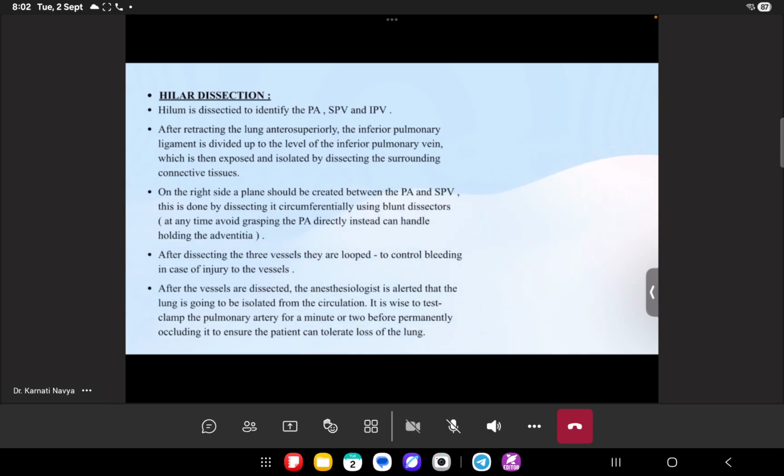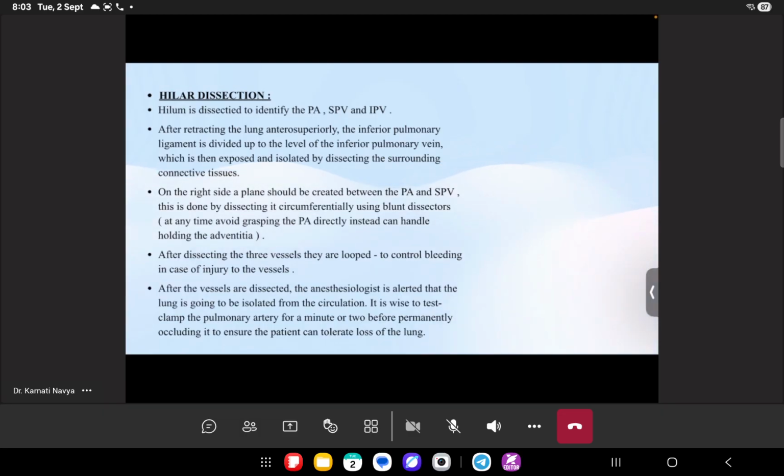In the hilar dissection, the hilum is dissected to identify the pulmonary artery, superior pulmonary vein, and the inferior pulmonary vein. After retracting the lung superiorly, the inferior pulmonary ligament is divided up to the level of the inferior pulmonary vein, which is then exposed and isolated by dissecting the surrounding connective tissues. On the right side, a plane should be created between the pulmonary artery and the superior pulmonary vein by dissecting it circumferentially using blunt dissecting scissors.